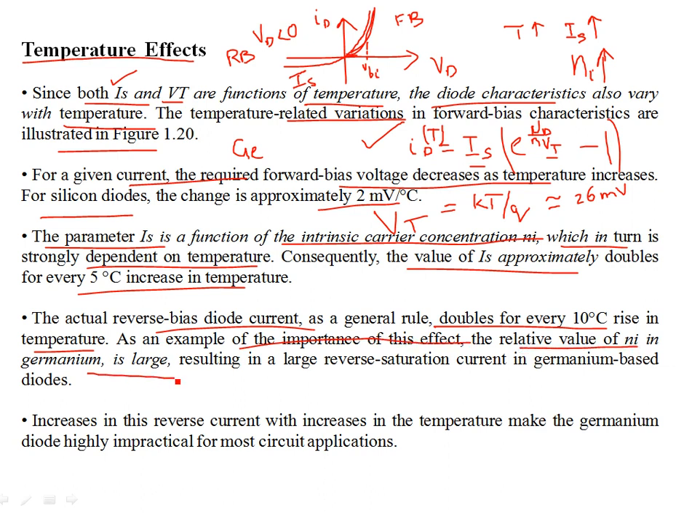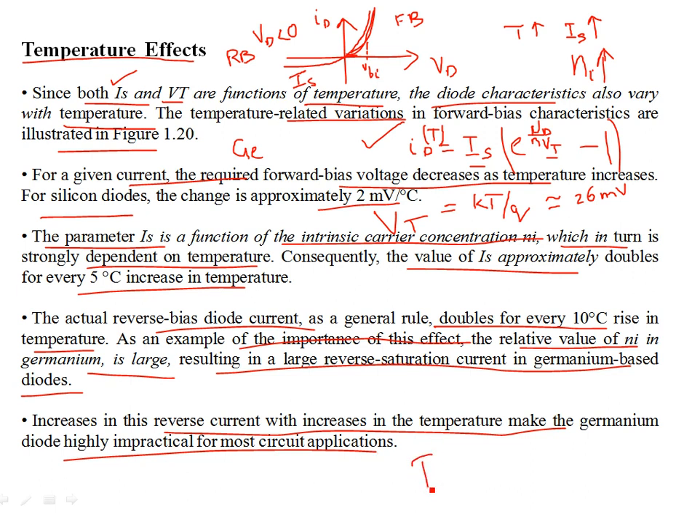As an example of the importance of this effect, the intrinsic carrier concentration in germanium is larger as compared to silicon, resulting in a large reverse saturation current in germanium-based diodes. This increase in the reverse current with increase in temperature makes germanium diodes highly impractical for most circuit applications, because in reverse bias we are going to have a very significant current because of the increasing reverse saturation current as temperature increases. So germanium diodes in reverse bias are not very practical and useful as compared to silicon diodes.